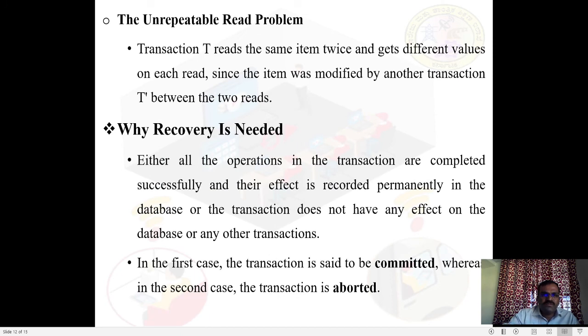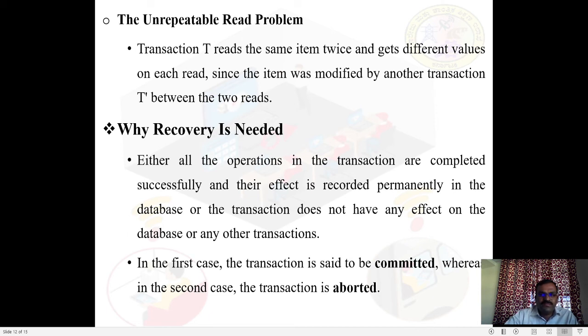And the last one is the unrepeatable read problem. Transaction T reads the same item twice and gets different values on each read. Since the item was modified by another transaction between the two reads, it is called the unrepeatable read problem.